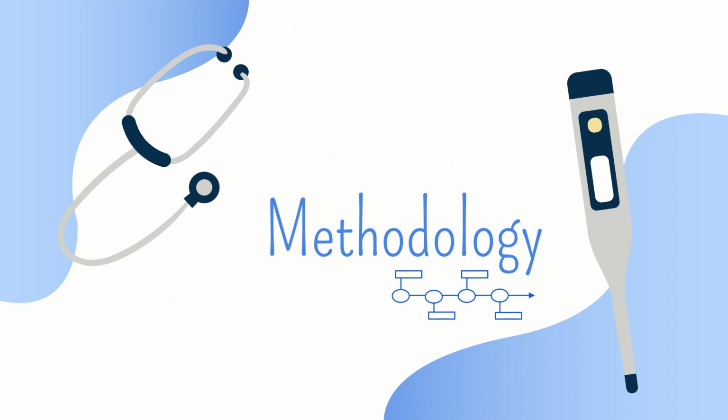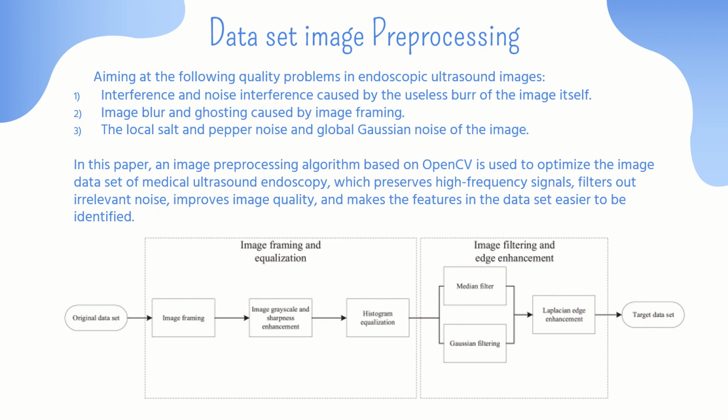Coming to the methodology, first we do dataset image pre-processing. Pre-processing means generally we eliminate all the unwanted noise or background disturbances from the images. We take the original dataset and send it to the phase of image framing and equalization. Here image framing is done, and then the image is sent for grayscaling and the sharpness of the image is enhanced. Later histogram equalization is done. The obtained output is sent for the next phase of image filtering and edge enhancement.